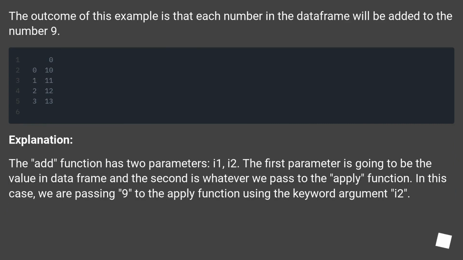Explanation. The add function has two parameters, I1, I2. The first parameter is going to be the value in the data frame, and the second is whatever we pass to the apply function. In this case, we are passing 9 to the apply function using the keyword argument I2.